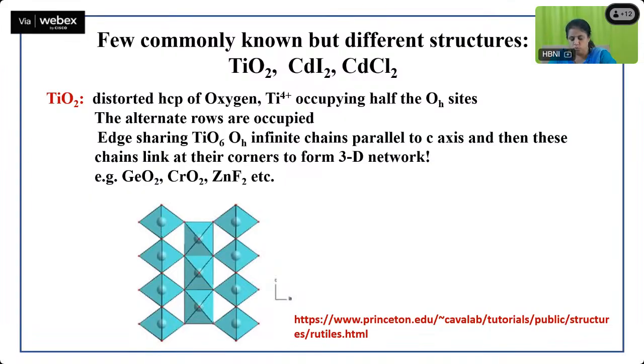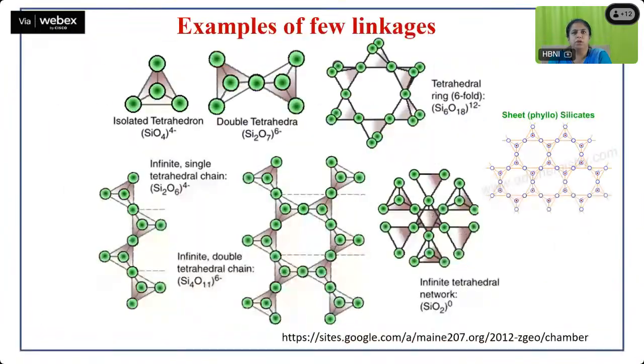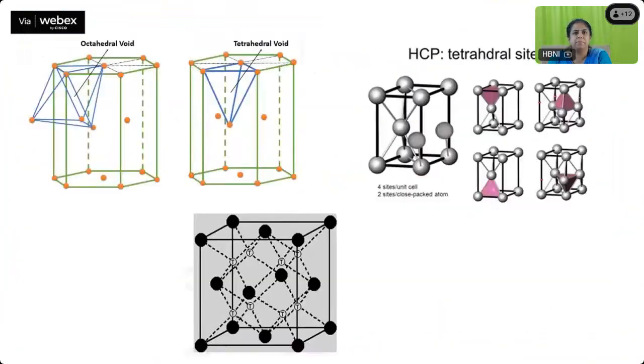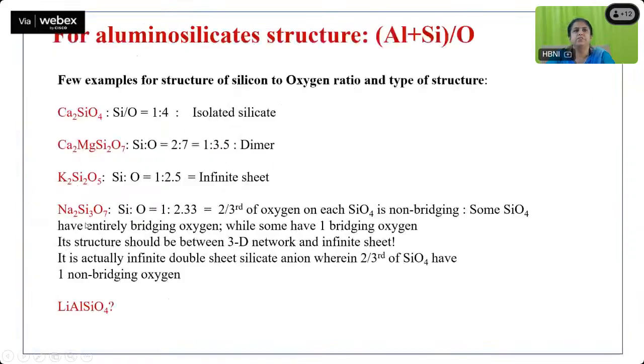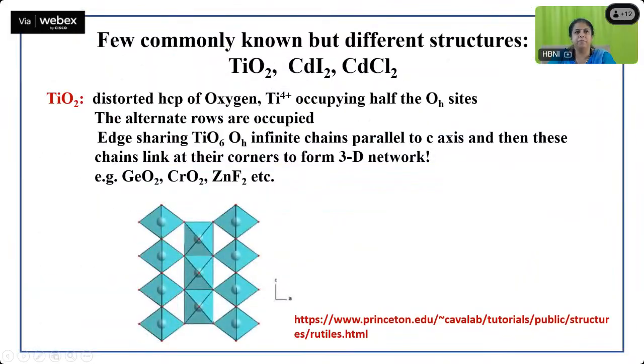Okay, if you remember, let me take you here because I made this a bit simpler for you. These are your octahedral holes. If you remember, they lie one above the other, and they also lie this way. So I will call these layers and these rows. So in case of titanium dioxide, alternate rows are occupied.